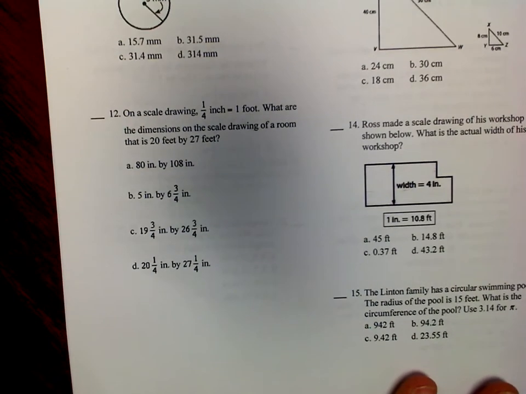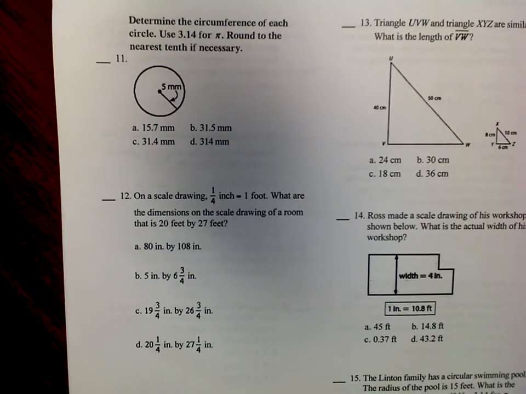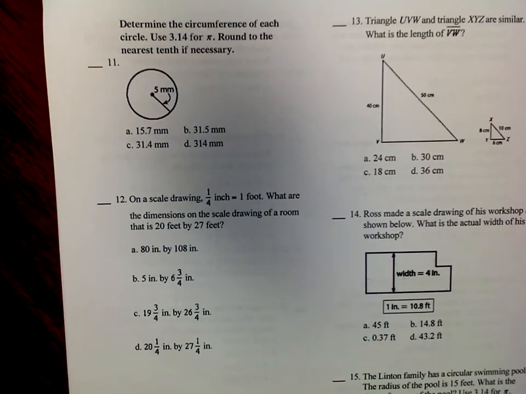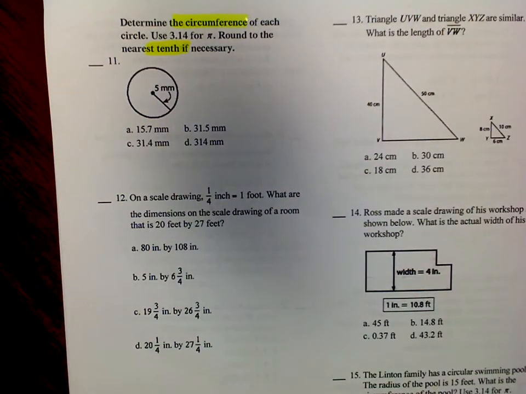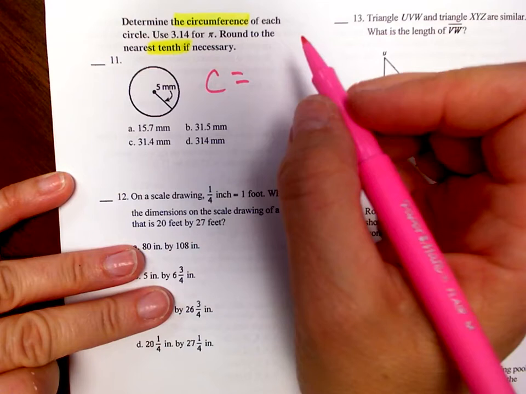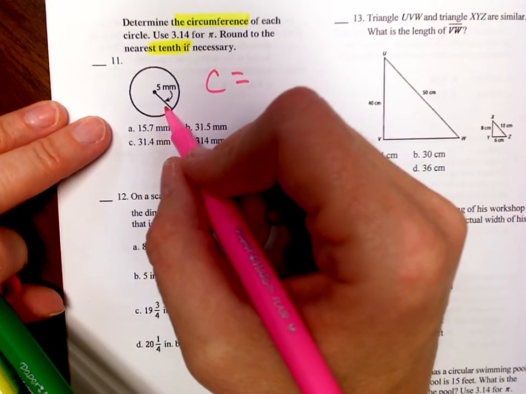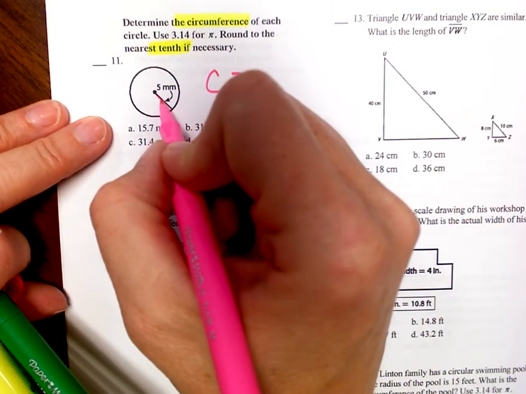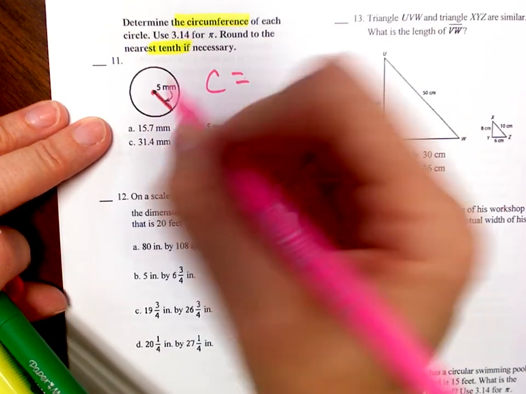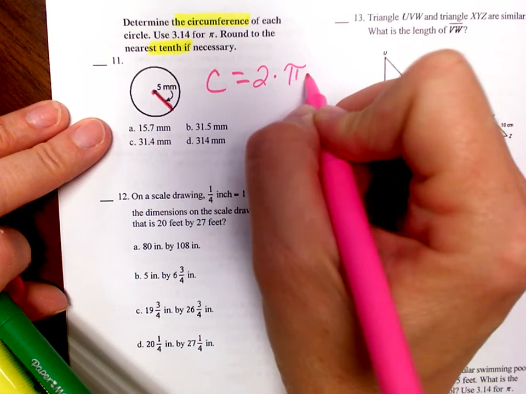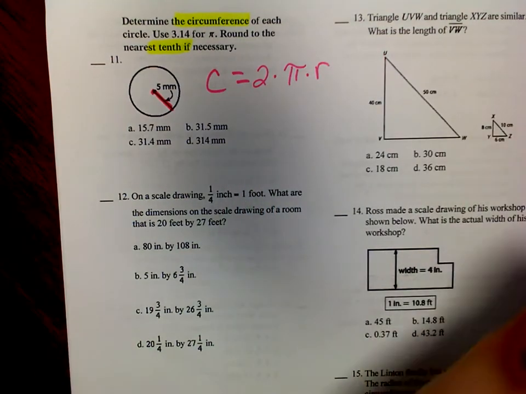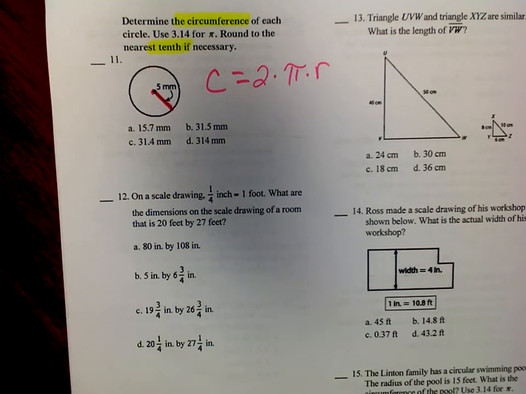Number 11. Determine the circumference for each circle. Use 3.14 for pi, round to the nearest tenth. Okay. Circumference equals, and this is your radius, so remember, you have to determine which one you're going to use. Halfway across is your radius. So 2 times pi times r. Round to the nearest tenth.